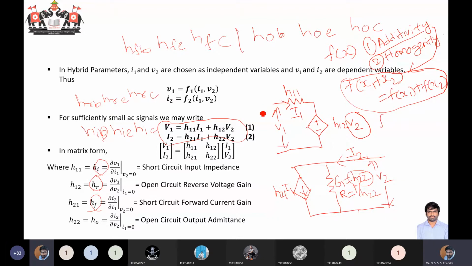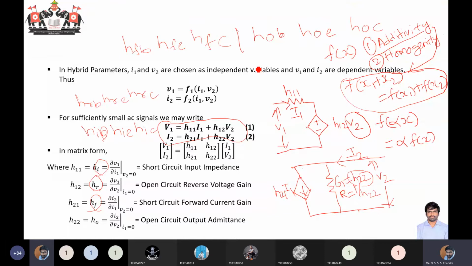Homogeneity means that if I have f of alpha into x, if I am multiplying this input with some constant alpha, then I should be able to write it as alpha into f of x. If these two conditions are satisfied, then I can call this function a linear function. This can be applied both to the electrical subject or to any kind of mathematical expression. Okay, fine. So this x need not be an integer, it can be any real number you can take.